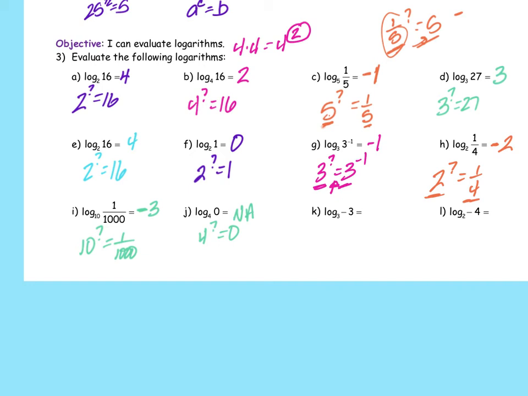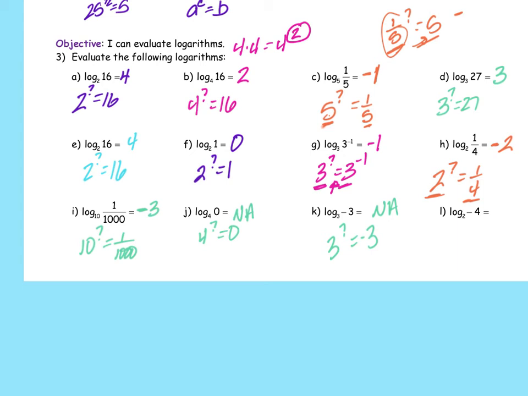Oh, how am I going to say this? 4 to no power will equal 0. So there's no answer. That is not true. There's nothing that will make that true. Same with this. 3 to what power will give me a negative 3? Nothing. We kind of already talked about it. There's no way I'm going to get a negative result.